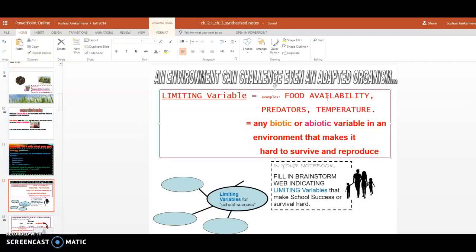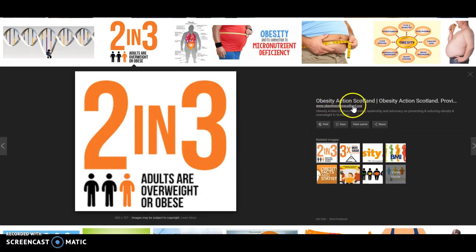In fact, we have so much food, we gain weight. According to obesityactionscotland.org, 2 in 3 adults are overweight or obese. 2 in 3, that's over 60%. We got plenty of food in our environment. But in nature, wildlife, plants, maybe they don't get enough food. But certainly humans generally, in developed countries like our own, majority are getting plenty of food. But it's still a limit.